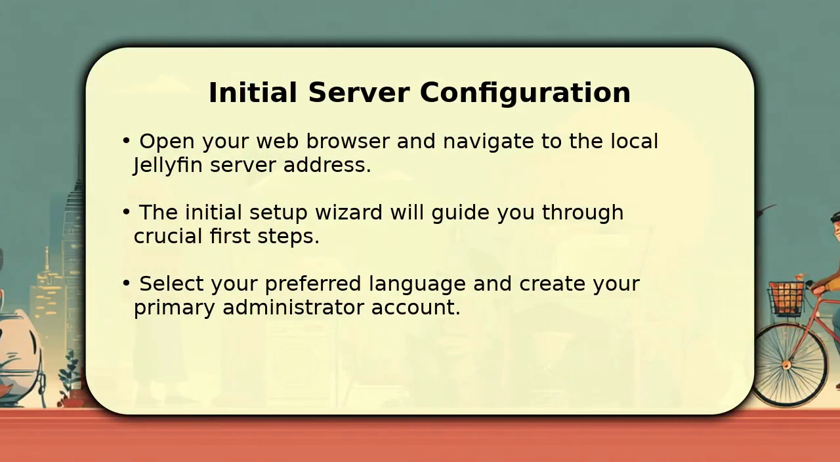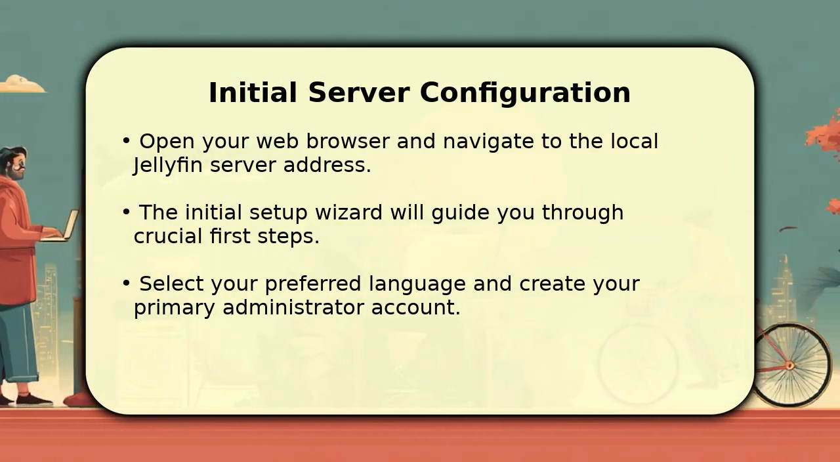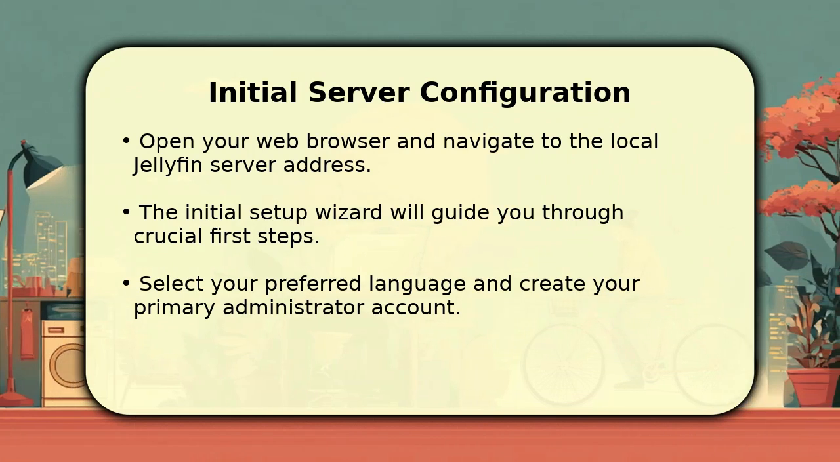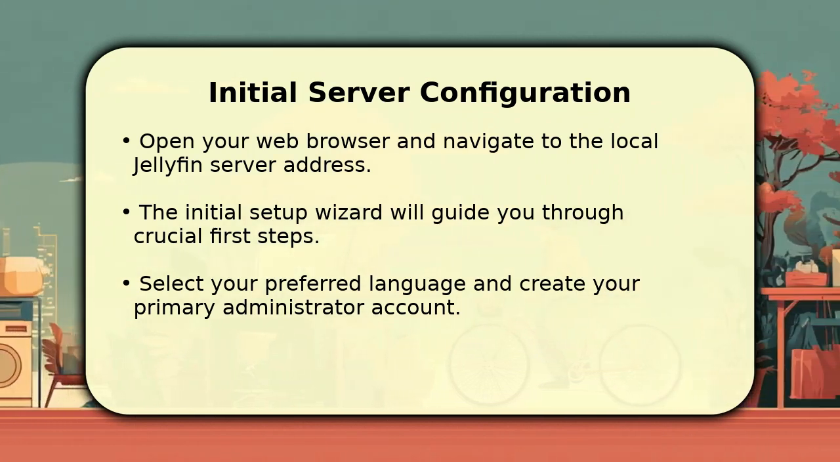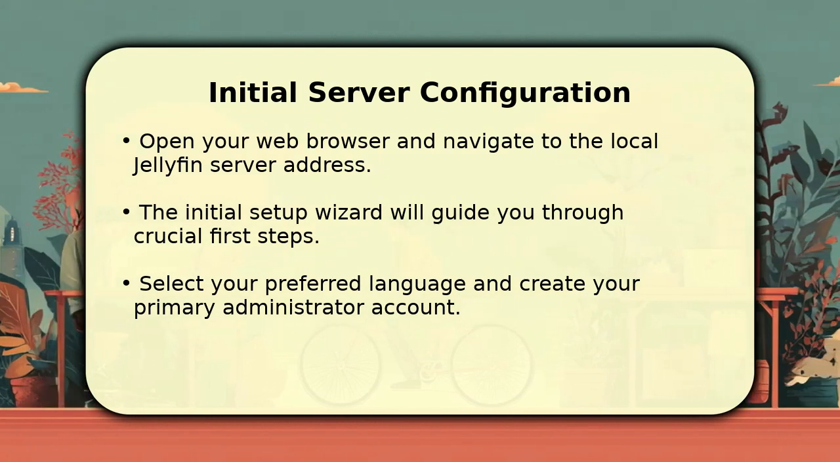Once installed, open your web browser and go to your server's local address, typically found on localhost at port 8096. This will launch the Jellyfin Setup Wizard, which is intuitive and easy to follow.